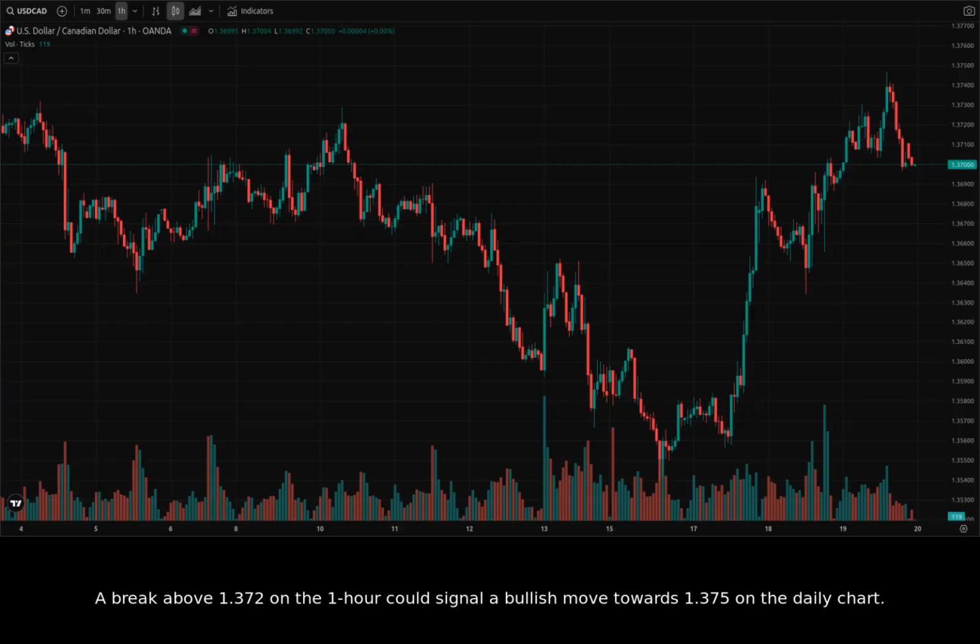A break above 1.372 on the 1 hour could signal a bullish move towards 1.375 on the daily chart. The likelihood of this scenario increases with positive U.S. economic data, which would strengthen the U.S. dollar. On the other hand, negative Canadian economic data could also provide upward momentum. However, be aware of potential volatility caused by global risk events.